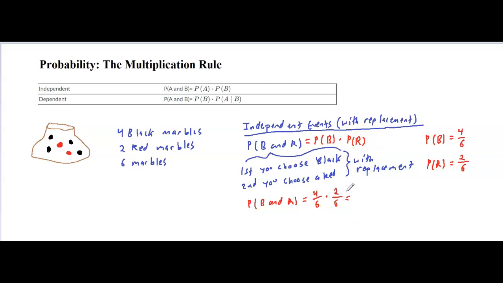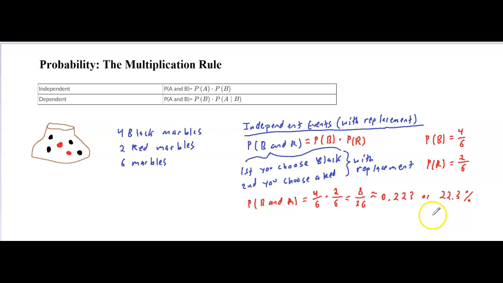For multiplying fractions, you multiply straight across the numerators and denominators. So 4 times 2 is 8, 6 times 6 is 36, and you could either reduce this or type it into your calculator, which gives me 0.2222 repeating, so maybe say 0.223, or 22.3% chance of this happening.